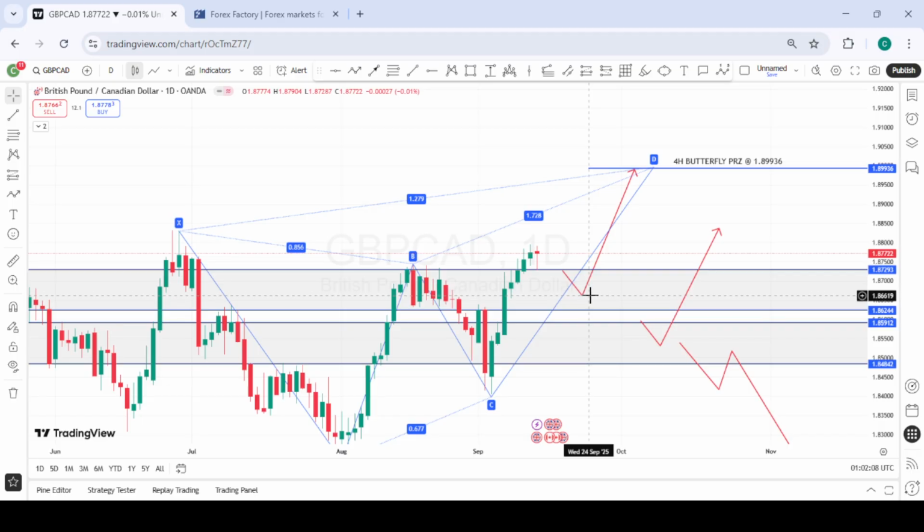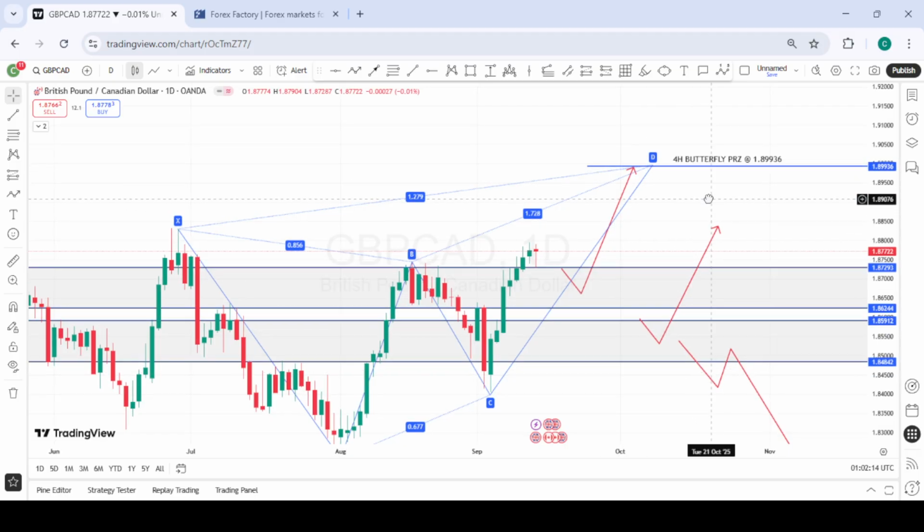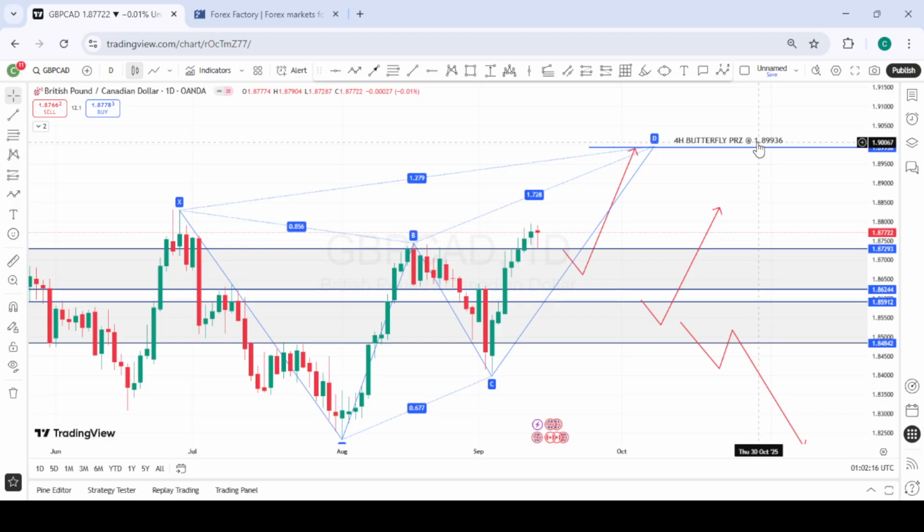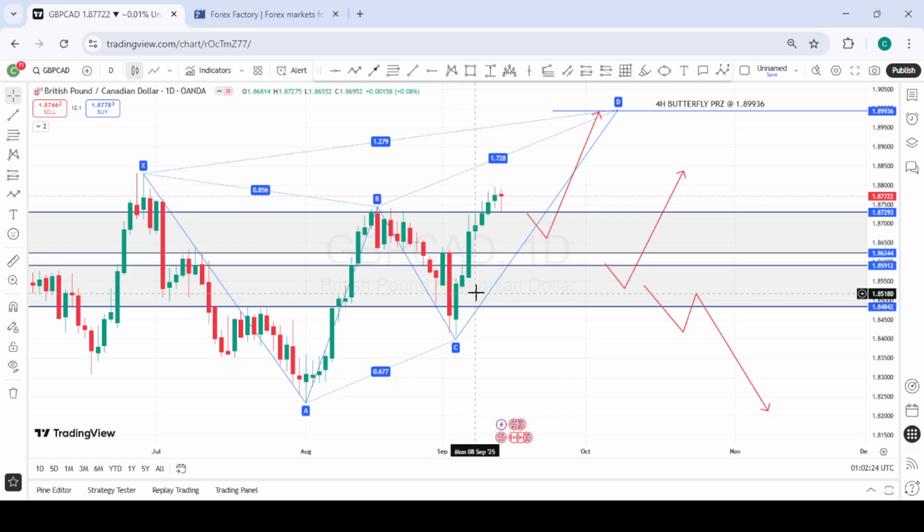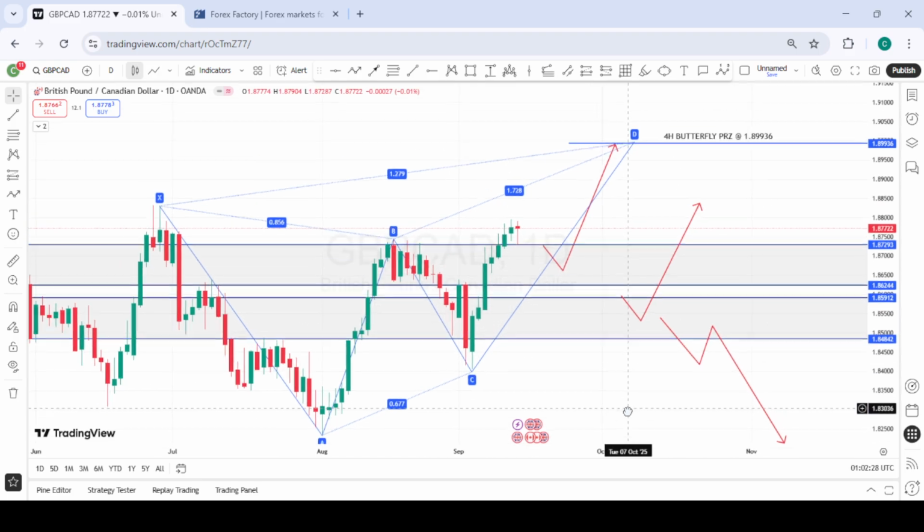If this zone fails, we'll be considering the second zone for buying opportunities to the upside to complete this potential 4-hour butterfly pattern on the GBPCAD. So I'm actually very bullish on GBPCAD. This can only be considered bearish if price violates this zone to the downside and gives a retest and continues downside.